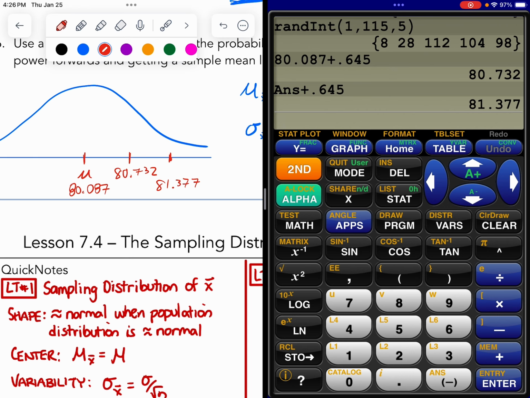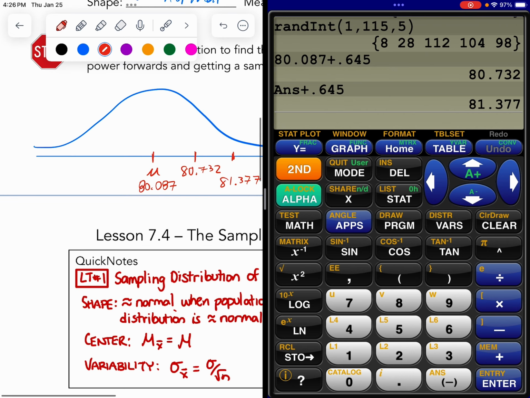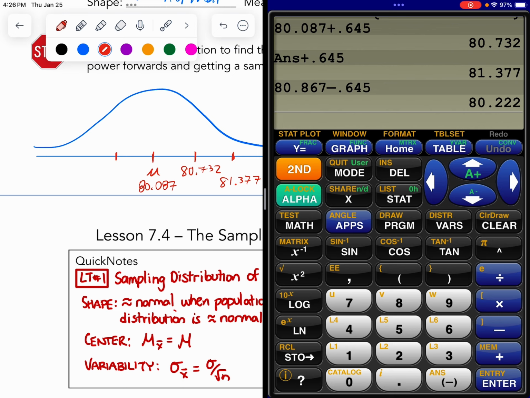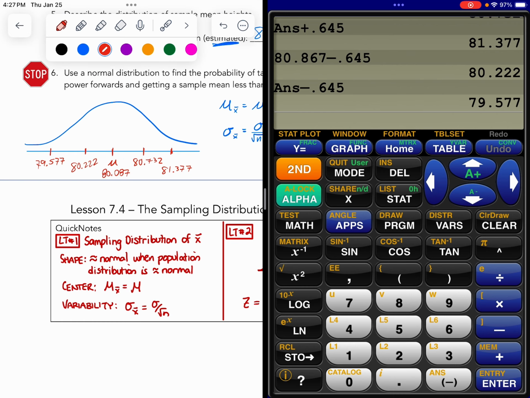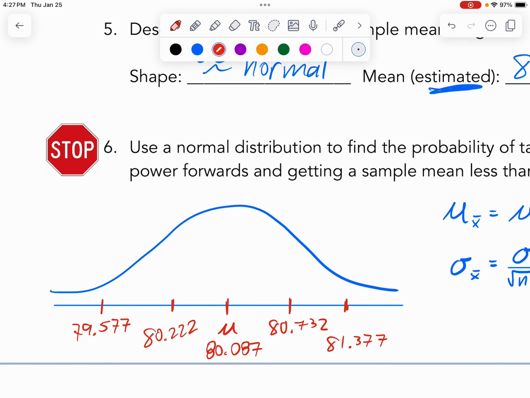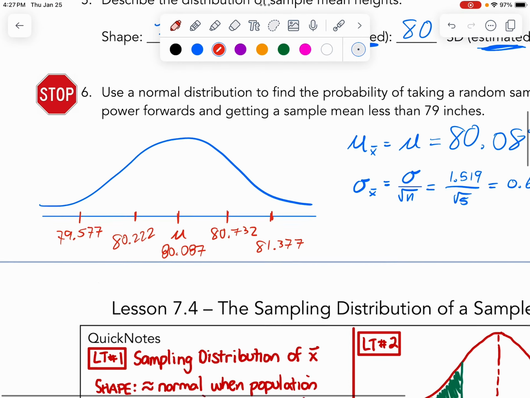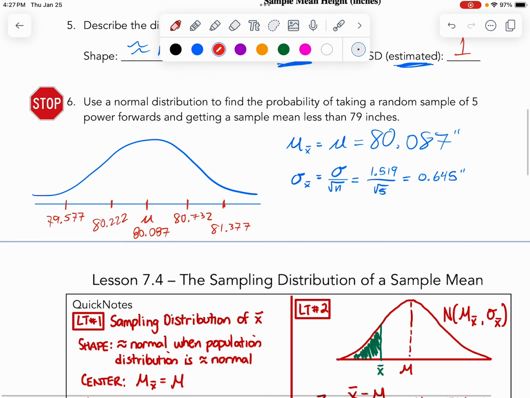So there's 81.377. What if we go the other way from the middle? 80.222. One more standard deviation down, 79.577. Okay. Because this really helps me, and I can pretty much get a pretty good estimate of the answer right now.